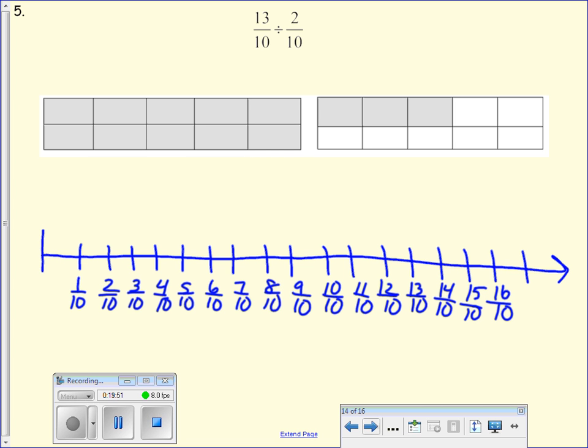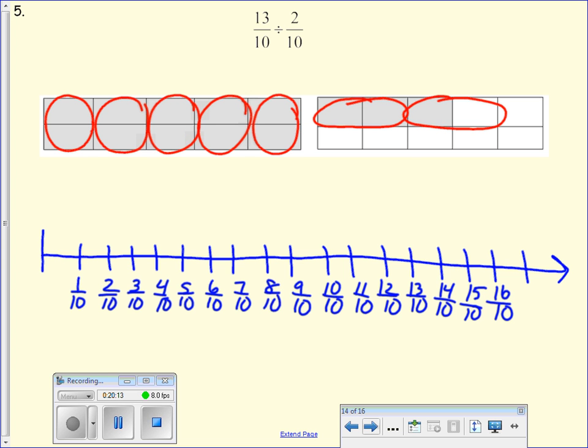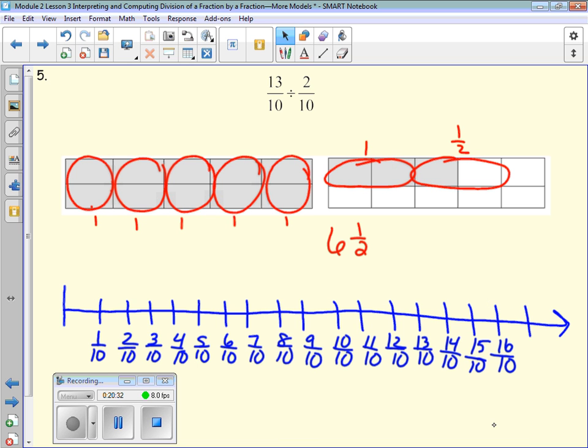So now I have to find groups of 2/10. So 2/10, 2/10, 2/10, 2/10, 2/10, 2/10, 2/10. So how many whole groups did we have? 1, 2, 3, 4, 5, 6, and then a half. So 6.5. Now on my number line, I'm going to highlight how far I needed to go. So that's 13/10.